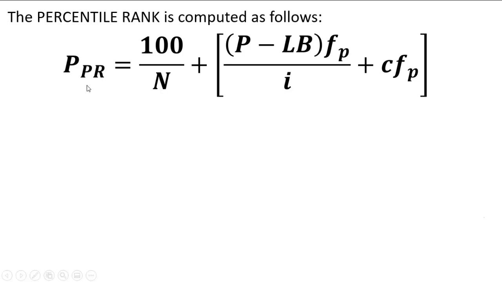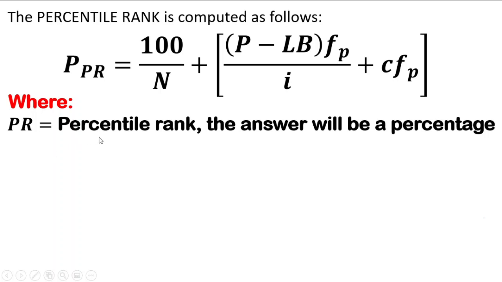So, we have the unknown percentile rank is equal to 100 over the total number of frequency, multiplied by the quantity of the unknown percentile rank minus lower boundary, multiplied by the frequency of the unknown percentile rank divided by the class interval, plus the cumulative frequency before the unknown percentile rank. Okay? So remember that PR is the percentage rank, or should I say percentile rank. The answer will be a percentage because you're looking for percentile rank.